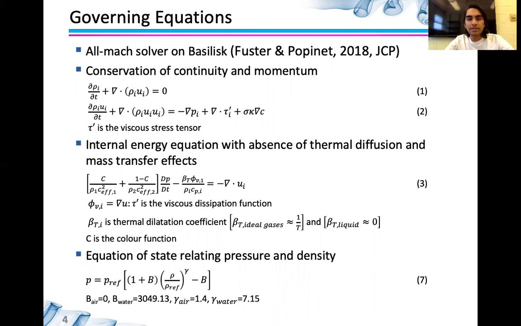So we do a direct numerical simulation using an all-Mach solver on Basilisk. We solve the continuity and momentum equations with the viscous stress tensor and include the surface tension effects. We also solve the internal energy equation, and to close the system, we have an equation of state relating the pressure and density. Here, B for air is considered to be 0, and B for water is considered to be 3049.13. We tested our solver for various test cases, and we found that this empirical value fits the best with our solver.